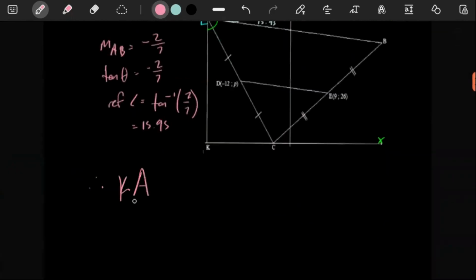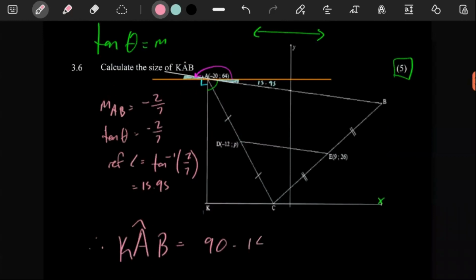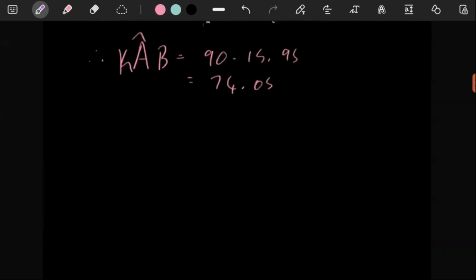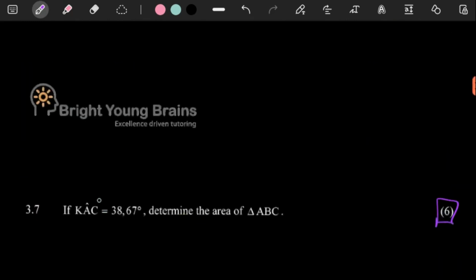Therefore, KAB is equal to 90 degrees minus the 15.95. This is going to be 90 minus our answer, which is 74.05. You can see you're basically getting rewarded for thinking creatively, because if you don't think creatively, you're going to end up overworking yourself, and that's not something you're going to get marks for anyways.